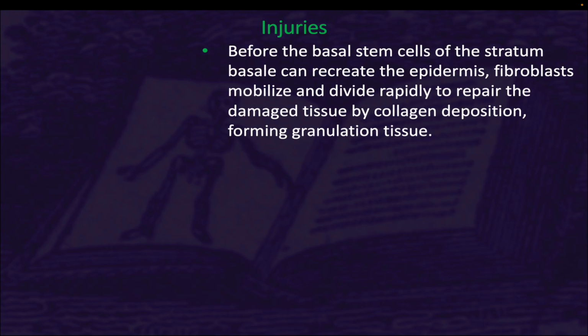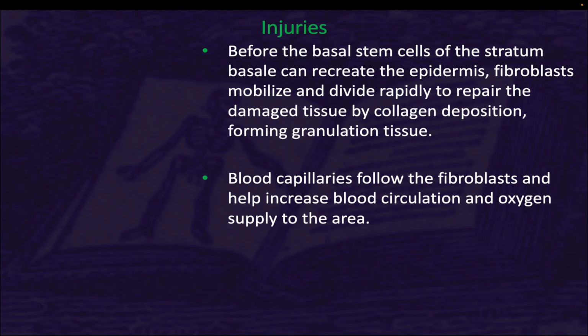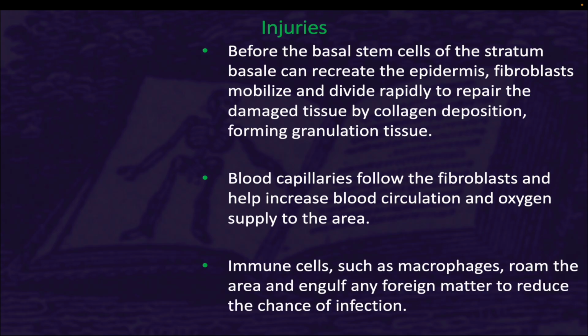Before the basal stem cells of the stratum basale can recreate the epidermis, fibroblasts mobilize and divide rapidly to repair the damaged tissue by collagen deposition, forming granulation tissue. Blood capillaries follow the fibroblasts and help increase blood circulation and oxygen supply to the area. Immune cells, such as macrophages, roam the area and engulf any foreign matter to reduce the chance of infection.